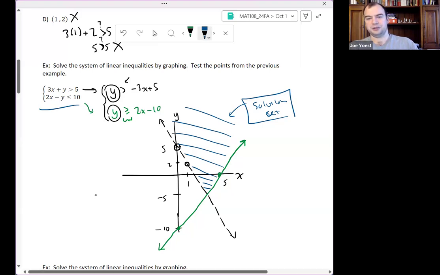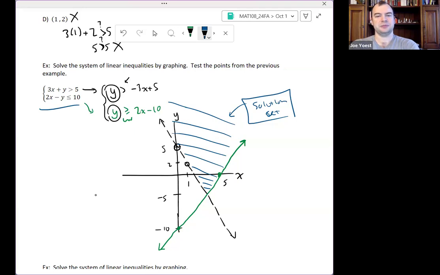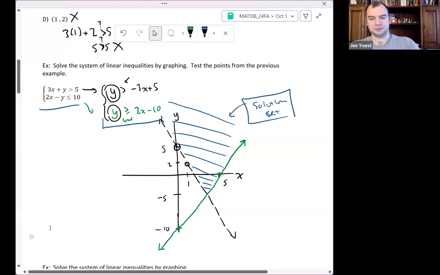So we represent these solution sets by graphing because, well, how else am I going to represent a solution like this? It's not going to be very easy, other than maybe writing it a little more simply like this or something. The standard way is to represent it with a graph like this.